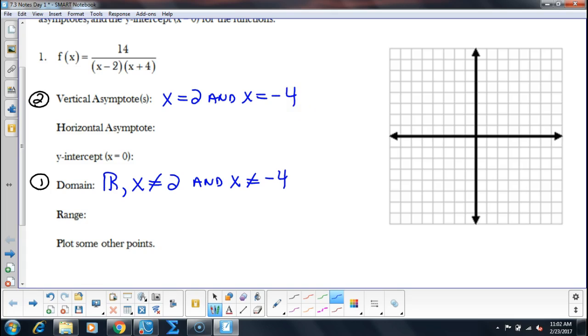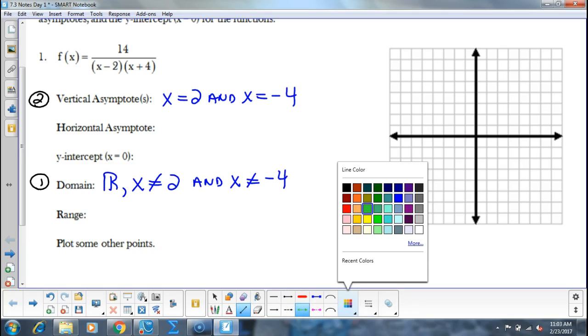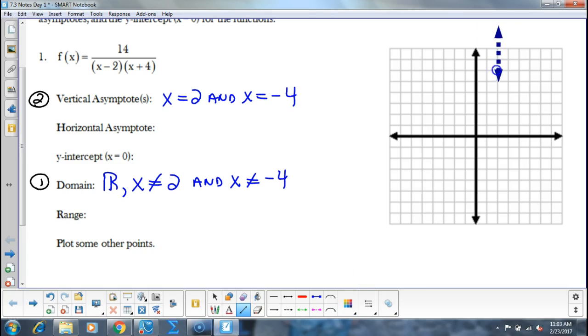Okay? How do vertical asymptotes go onto the graph? Dashed lines is the key. Okay? As a vertical dashed line. So we had one at 2, and we had one at negative 4. Okay? What do I do next?